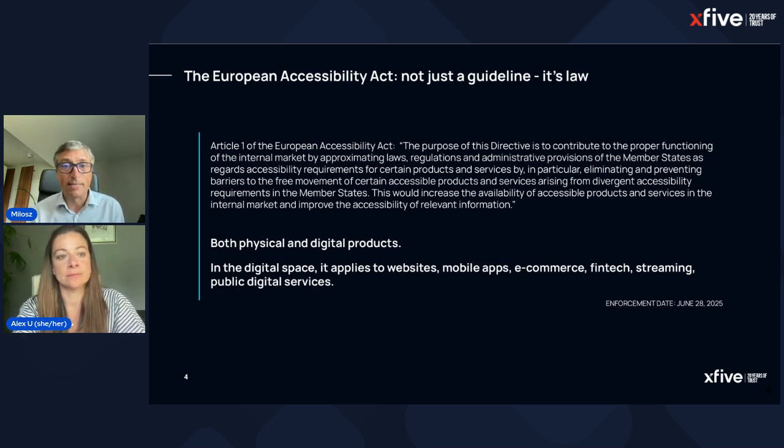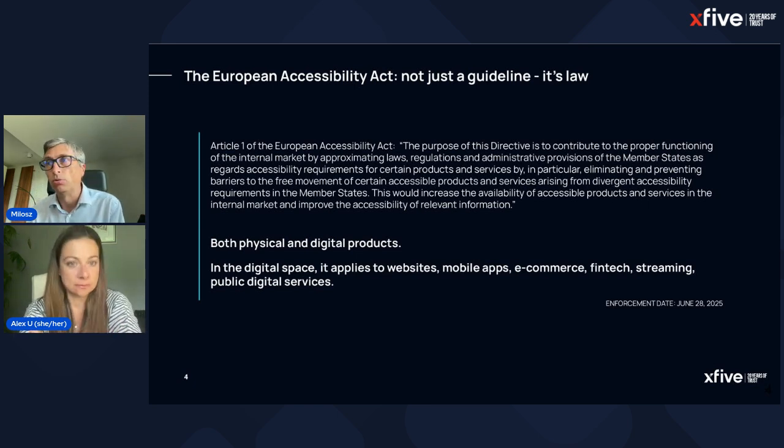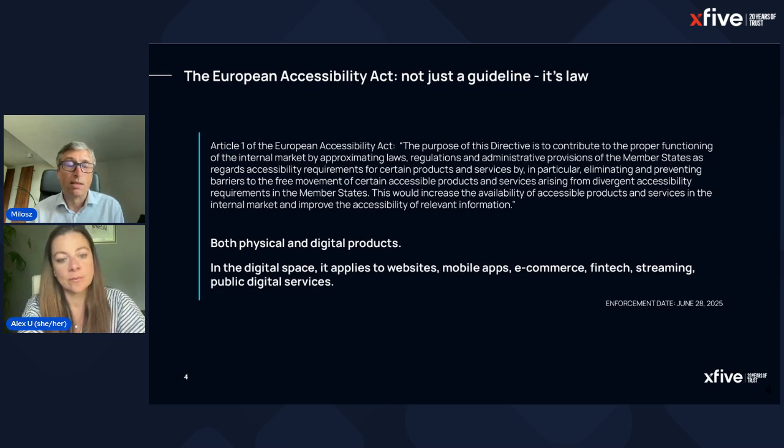And this matters for both physical and digital products. But in our space, the focus is clearly on digital: websites, mobile apps, e-commerce platforms, fintech tools, media streaming services, even some public sector digital services. And the most important, the enforcement date is June 28th. That's just around the corner. If I count properly, it's only 2 days.